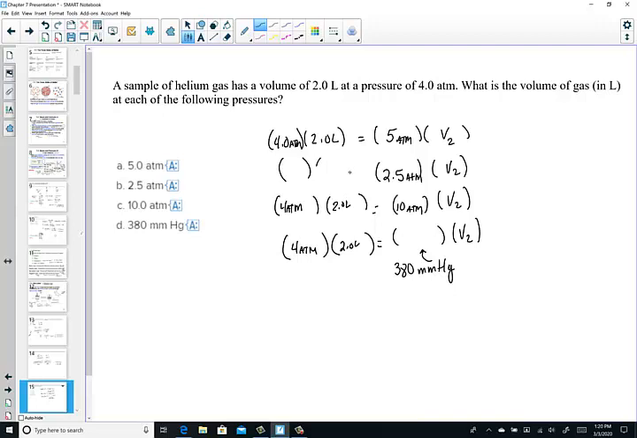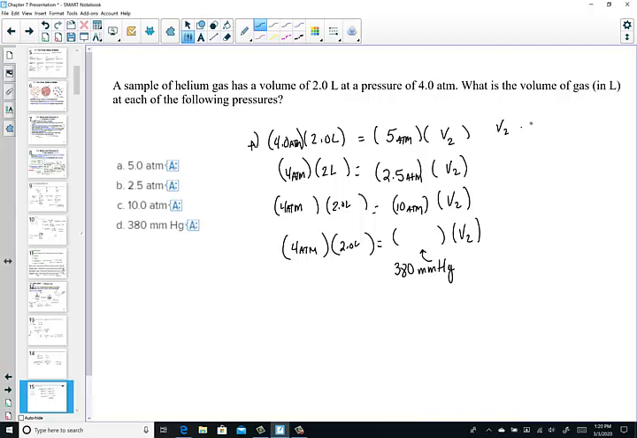So the left side of all of these conversions are exactly the same. You had 4 atmospheres in 2 liters. Each time you had a total there, 4 times 2 is 8, and you're going to divide out by each individual atmosphere. So let's do that quickly here. Just to remember, dividing to isolate V2.